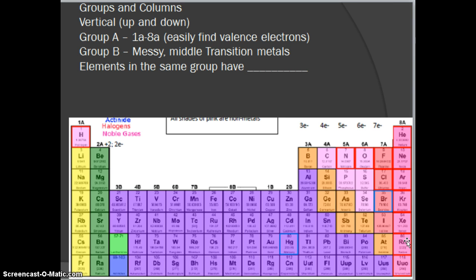And the nice thing about group A is the number of valence electrons. Where are valence electrons? In the outermost shell. The number of valence electrons is the same as the group number. So this is group 2. It has 2 valence electrons. This is group 6A, 6 valence electrons. So elements in the same group not only have the same number of valence electrons, but because of that, they also have similar properties. Lithium, sodium, potassium, they all react when you put them in water. They start on fire, they explode, they have similar properties.